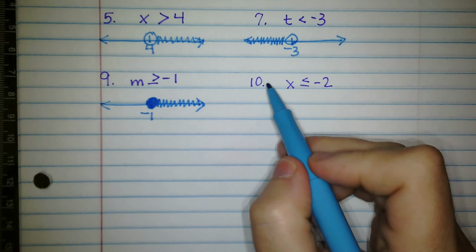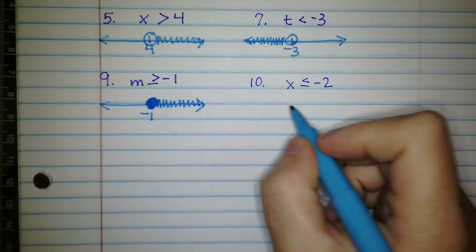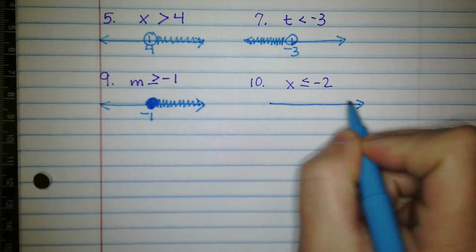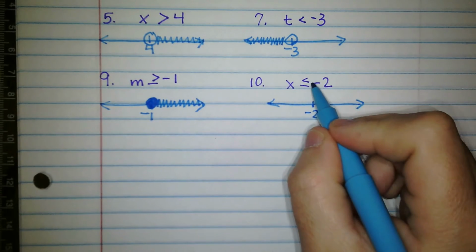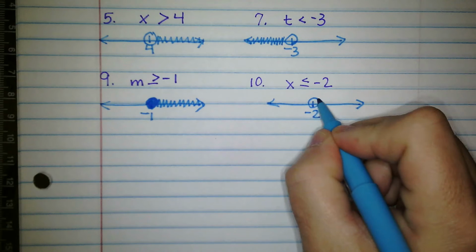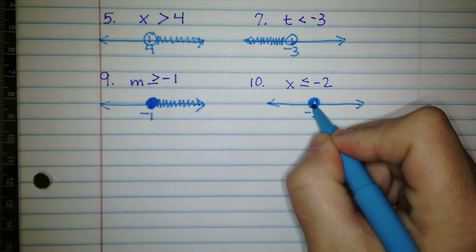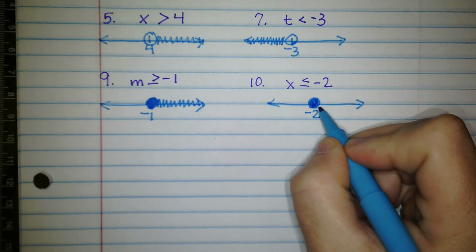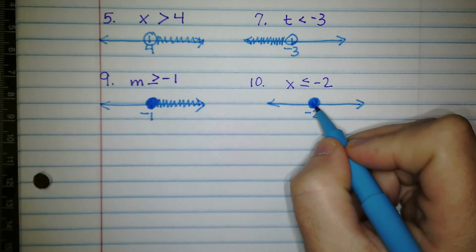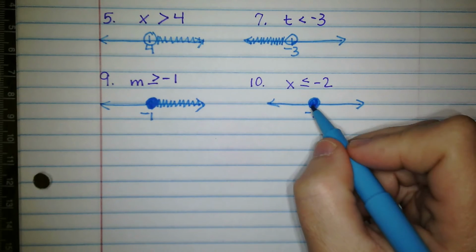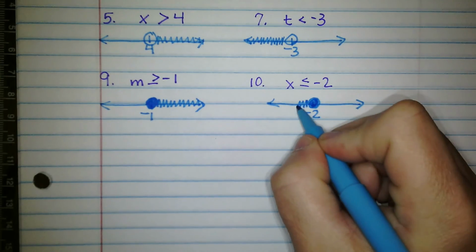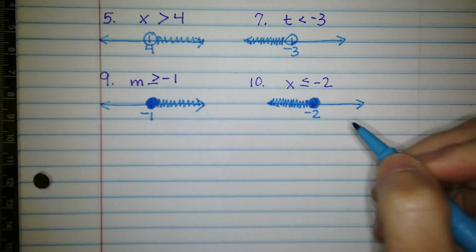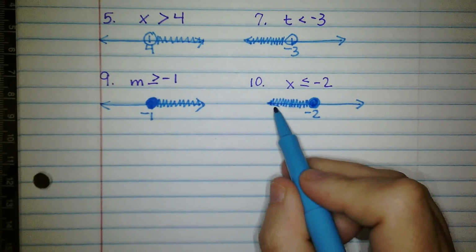Lastly, x is less than or equal to -2. So we are going to, of course, graph -2. This is a less than symbol with an equal sign. So that means I'm going to circle it, but I'm also going to color it in because that's an equal to. So it's solid or closed. Less than means we're moving to the left because we want values that are smaller than -2. And that would be like -20, -100, -5,000 right here.